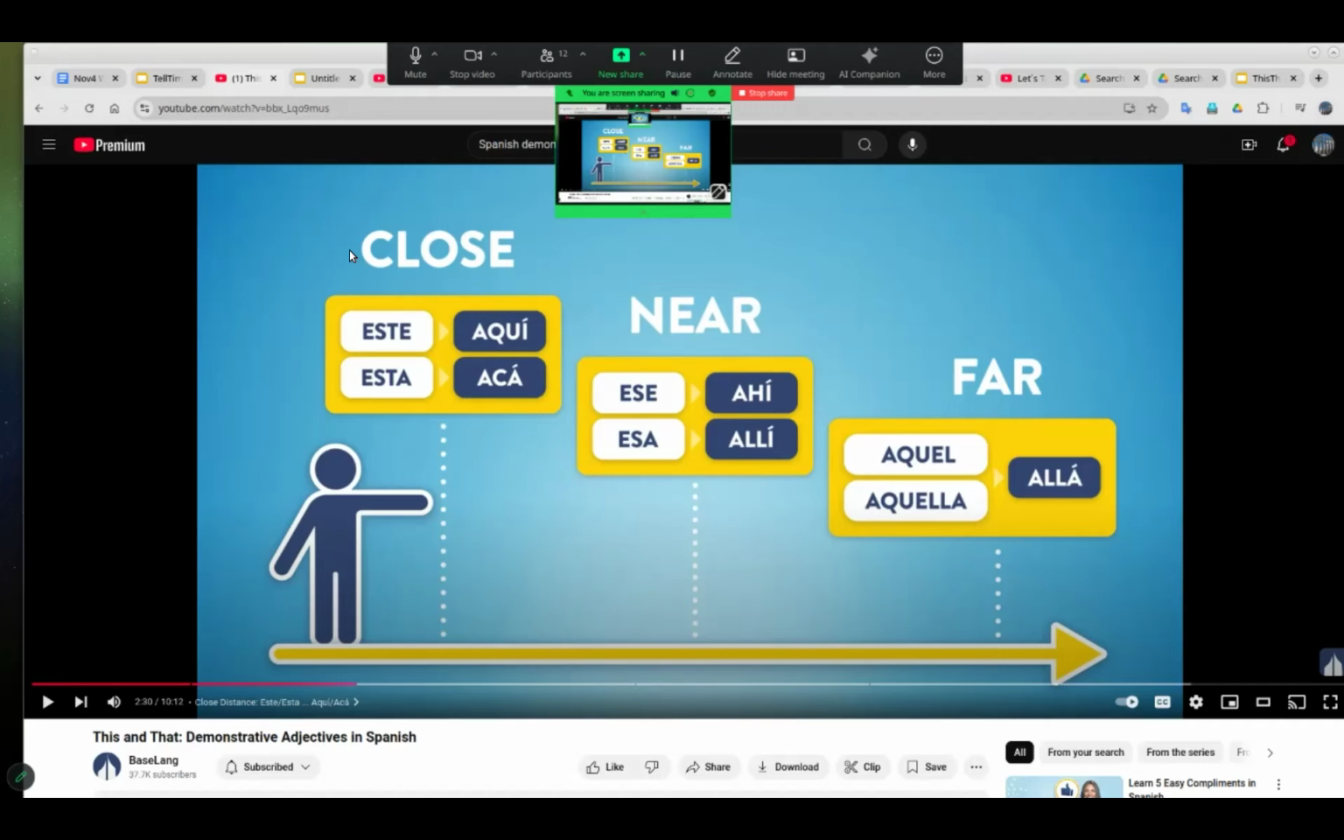Okay, so ahí and allí both indicate there. Aquí, acá, here. Okay, those are the here words. And ahí, allí both mean there. Okay, bien. Again, it's the same thing. Regionally, people may prefer to use ahí or allí. They're the same. They have the same general meaning, right?